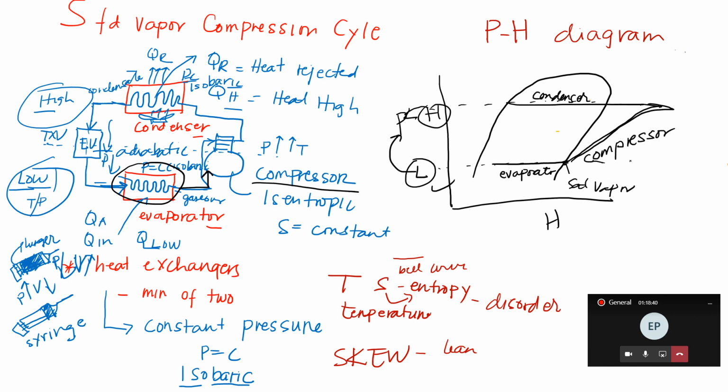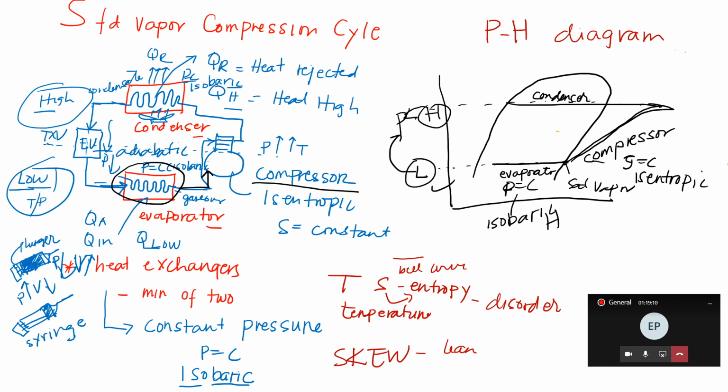At ang nangyari sa compression, work of compression, anong constant dito sa thermodynamics? Constant entropy. S equals C. Sa lingwahe ng thermodynamics, isentropic. Ito naman, pressure is constant. Ano to? Isobaric.